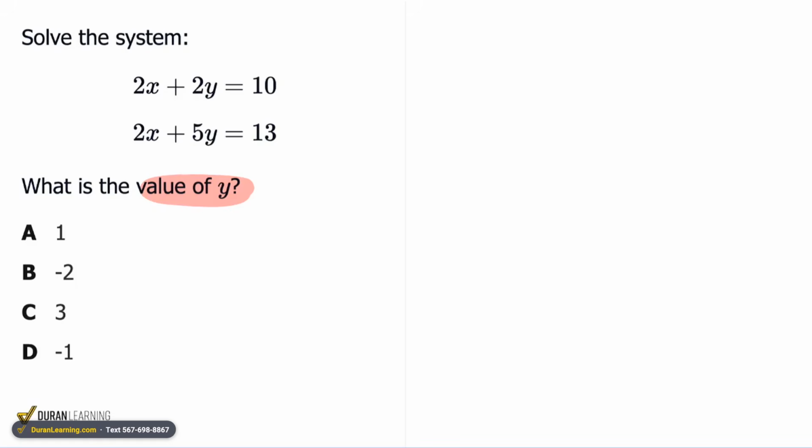And so let me show you a cool way that we can apply elimination, especially if you're not a big fan of working with negative values. Watch this. We have 2x plus 2y equals 10. And then we have 2x plus 5y equals 13.